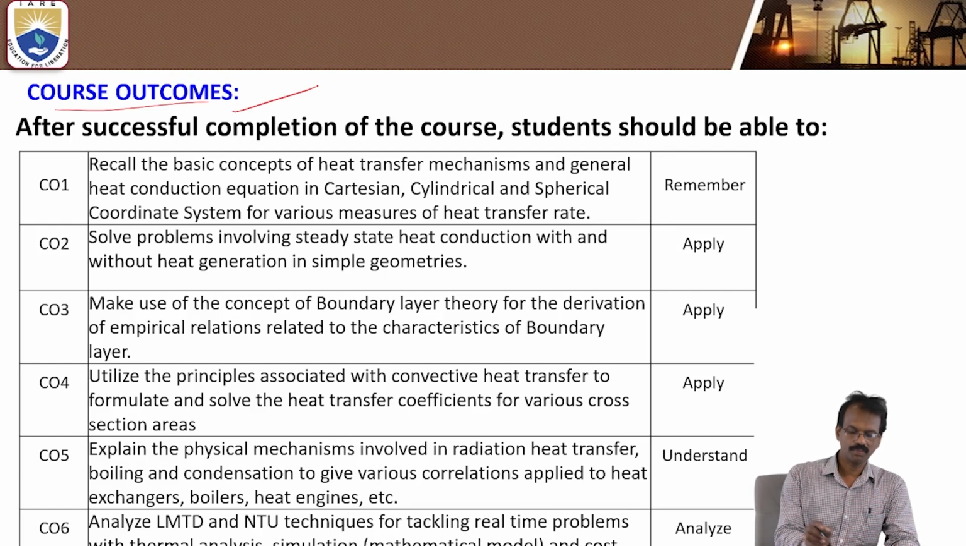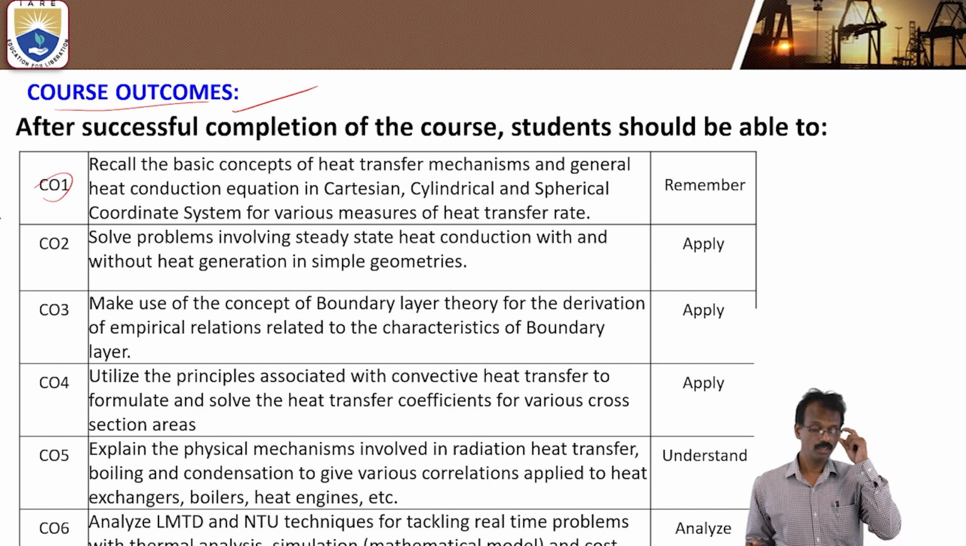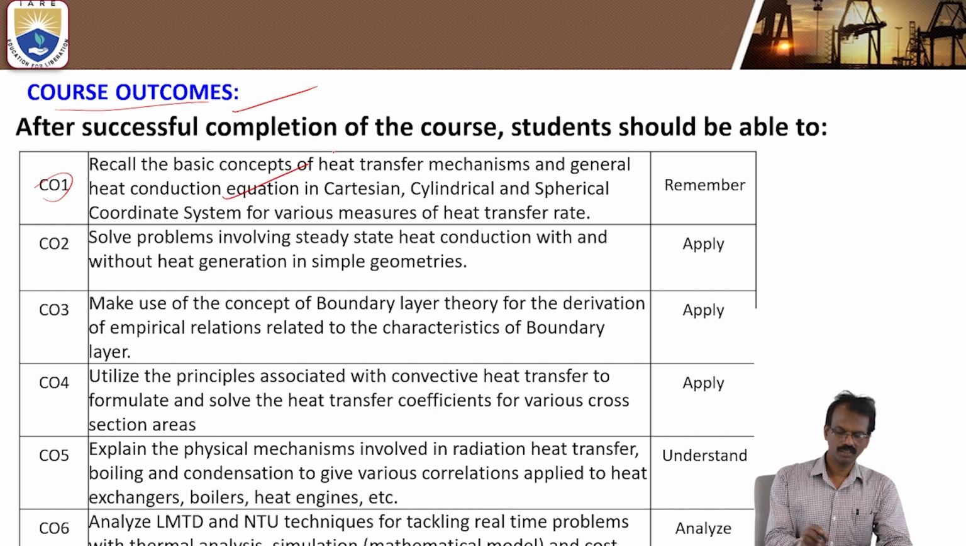Next, the course outcomes prepared by experts of this course. The first outcome, with respect to the first unit: recall the basic concepts of heat transfer mechanisms and the general heat conduction equation in Cartesian, cylindrical, and spherical coordinate systems. To derive the rate of heat transfer in rectangular, cylindrical, and spherical bodies. Next, to solve problems involving steady state heat conduction without heat generation in simple geometries.